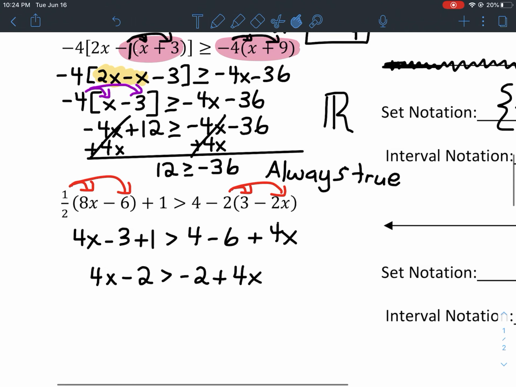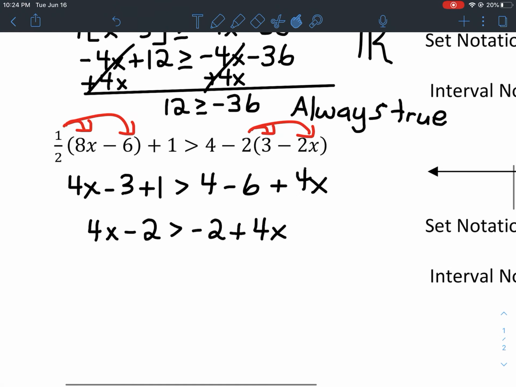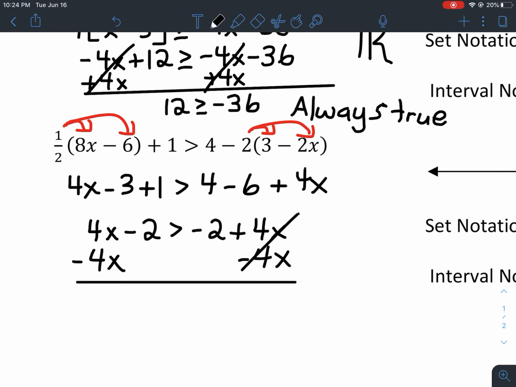But if you take a look at number 3, we had different things on different numbers on both sides, but we said it was all real numbers. So it's very, very important with inequalities that you check your answer to see if it's a true or false statement to decide if it's all real numbers or no solution. Okay, so what we're going to do, just to make it easier to think about, we're going to subtract 4x to get rid of that from both sides.